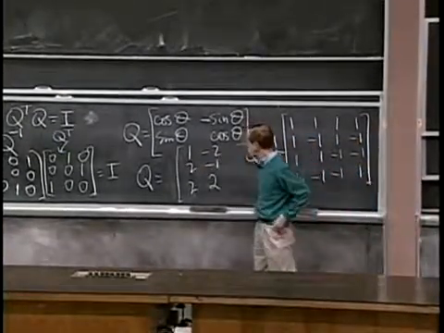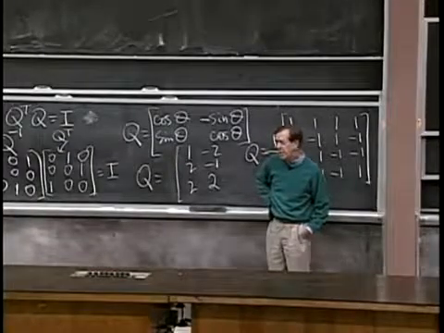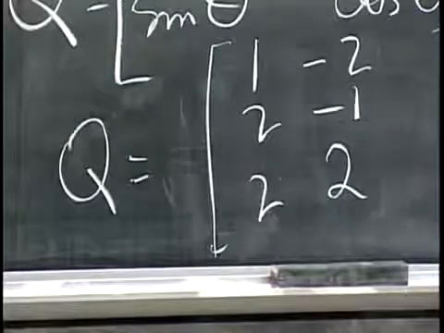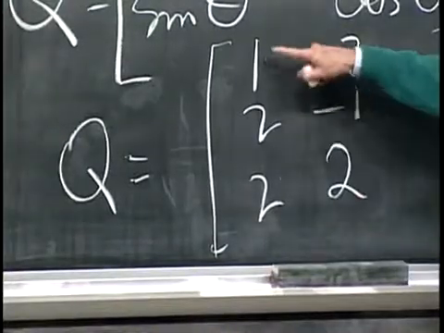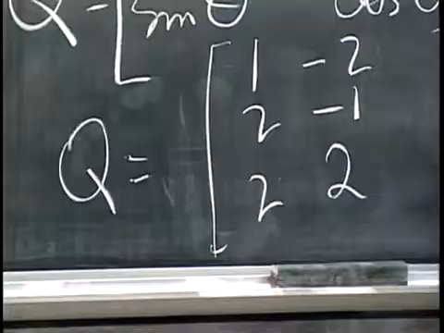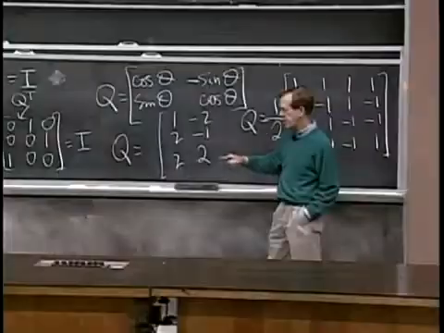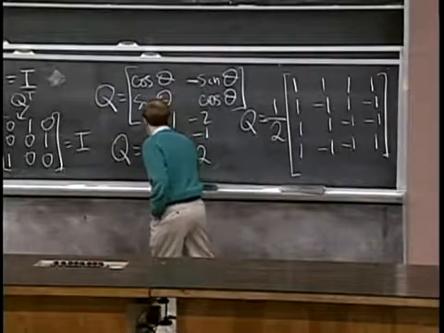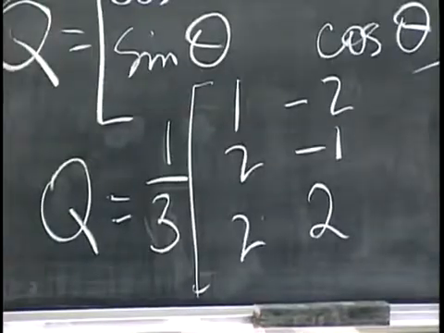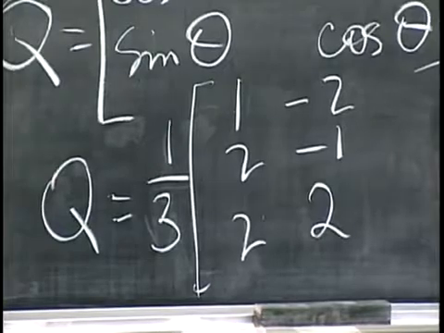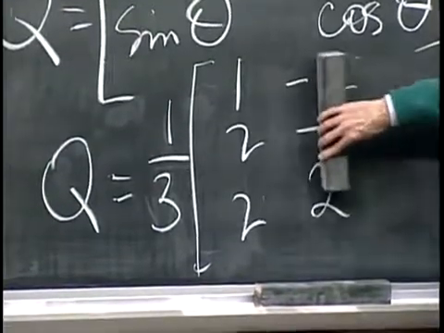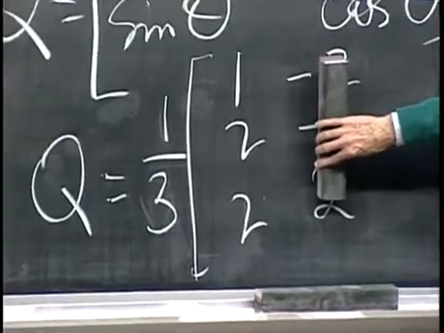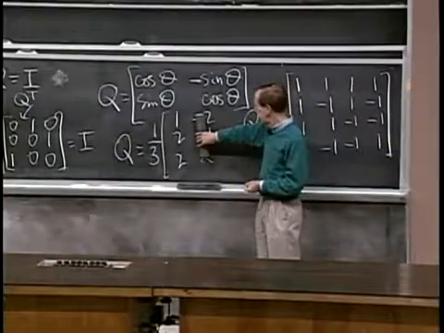What's the length of those columns? If I wanted them to be length 1, I should divide by their length, so I'd look at 1 squared plus 2 squared plus 2 squared. That's 1 and 4 and 4 is 9. So I take the square root and I need to divide by 3. Okay, so without that, I've got just one unit vector.